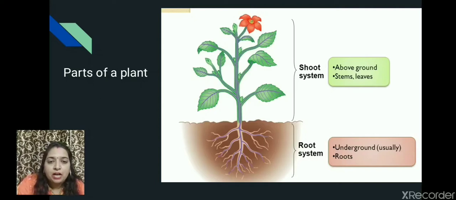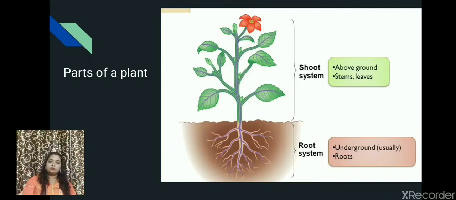The part of the plant which is below the ground is called root system, and the part of the plant which grows above the soil or ground is called shoot system. So here you can see in this picture a plant. It has leaves, flowers, a stem and root. The part of the plant which is growing below the ground is showing root system. And the part of the plant which is green in color and growing above the ground is known as shoot system.